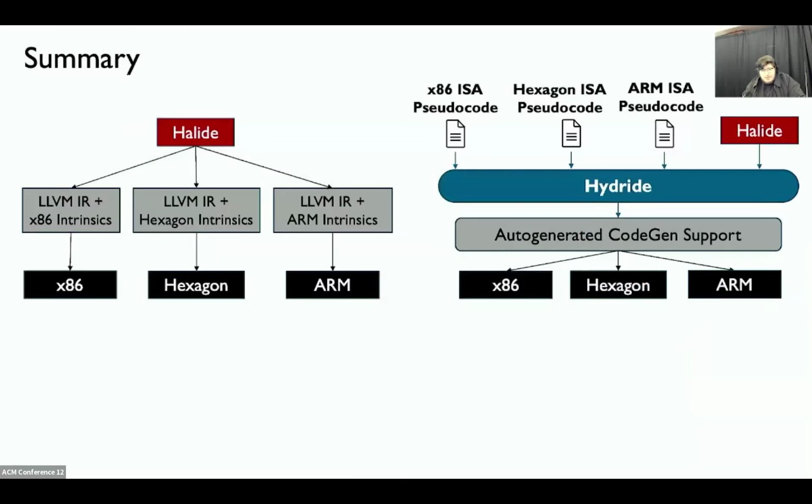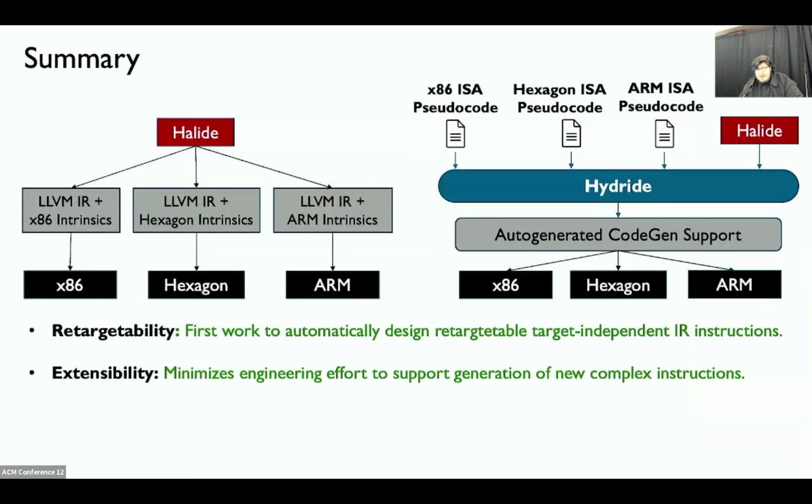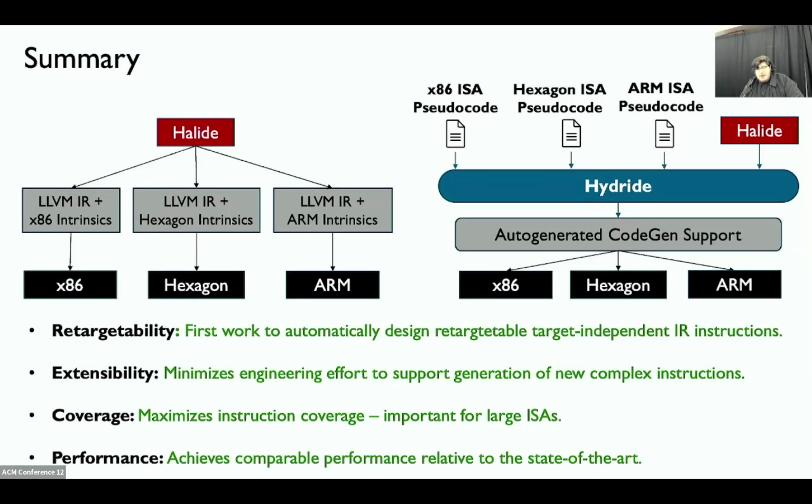So in summary, Hydride is the first work to automatically design retargetable, target-independent IR instructions. It minimizes the engineering effort required to support the generation of new complex instructions. It maximizes instruction coverage since the whole approach is automated, and this is important for large ISAs. And it achieves comparable performance relative to the state of the art in the targets that we support.